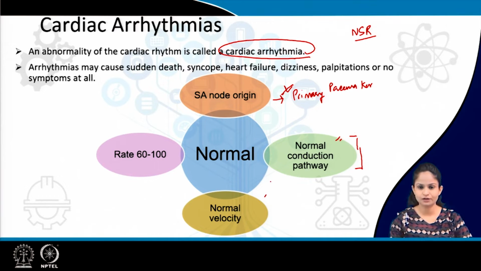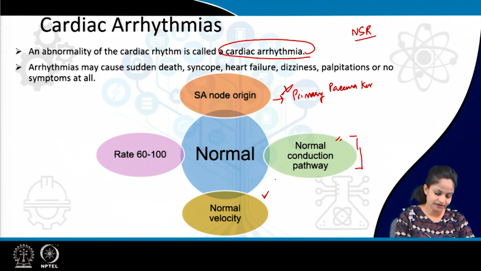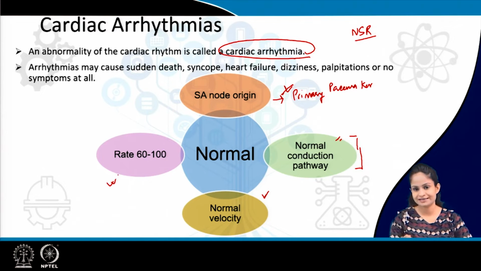Then it should have a normal velocity. For example, the AV nodal delay is of particular importance, and we know why it is very important. The AV node should have a slow conduction, and the Purkinje fibers on the other hand have a faster conduction. So you can understand, if the reverse happens by any means, that becomes a pathological condition. Again, the impulse should travel at normal velocity, and then there is the rate at which the impulse is generated. The 60 to 100 beats per minute is usually the normal rate.